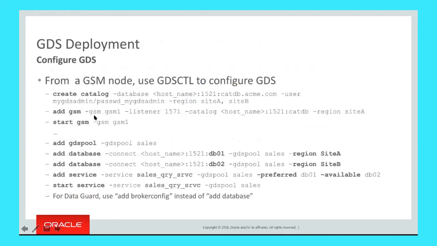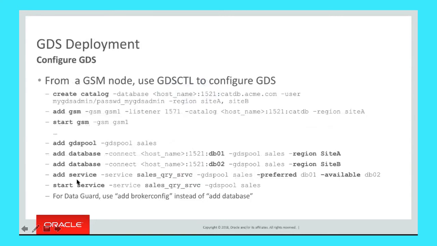And then once these GSMs are added, you would start the GSM. Okay. Afterwards, you would add a GDS pool. A pool is nothing but a logical container which contains the database replicas that will go into the pool. Right? What you're doing now is only specifying the metadata. You haven't executed anything, just specifying the metadata of how your GDS will be configured. Okay. So now you added the database to the GDS pool.